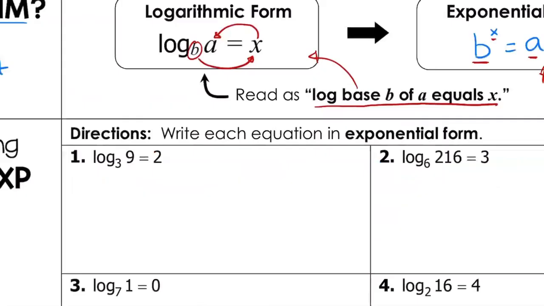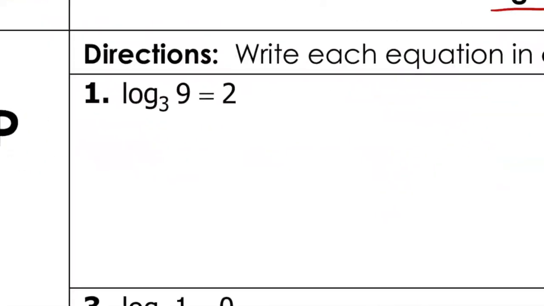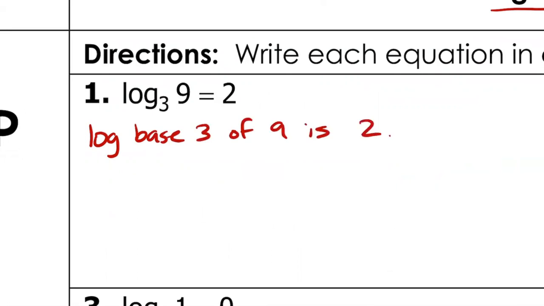So let's try a few of these. So if we look here at number 1, we have, if we say it in words, log base 3 of 9 is 2. What that is saying is I have a base of 3 to the second power, and the result is 9. So I rewrite it: 3, there's my base, it equals 2, so that's my exponent because log just means exponent, and the result is 9. And is that a true statement? Yeah, 3 squared equals 9. That's all this whole log.